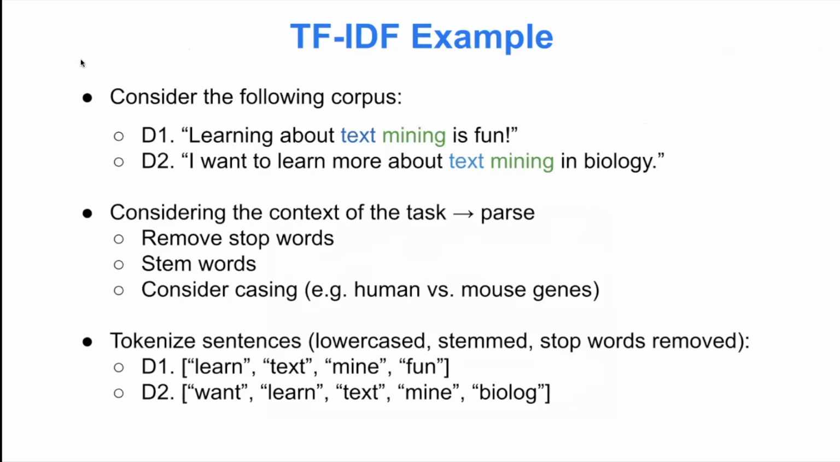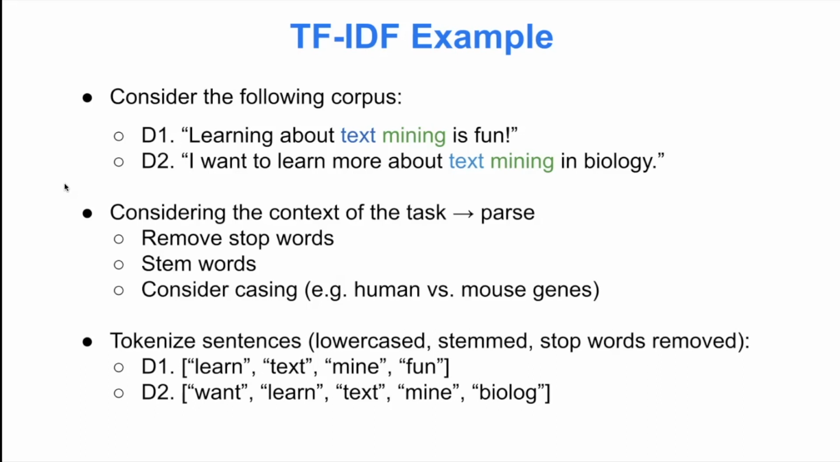So we can consider another simple example. In this case, we have just 2 documents. One is "learning about text mining is fun," and one is "I want to learn more about text mining in biology." First, we might want to consider the task. In this task, it seems like the stop words and the casing likely aren't important. I also see that there are 2 occurrences of this verb learn, but one of them is in a different form, so we might want to stem that.